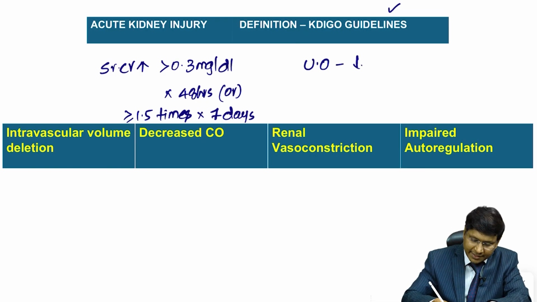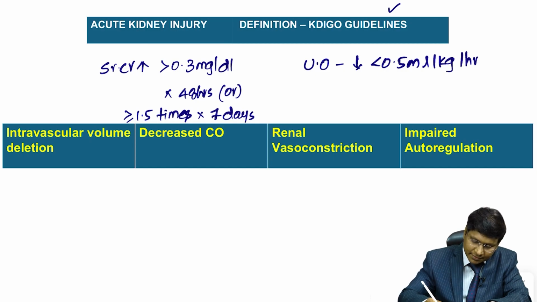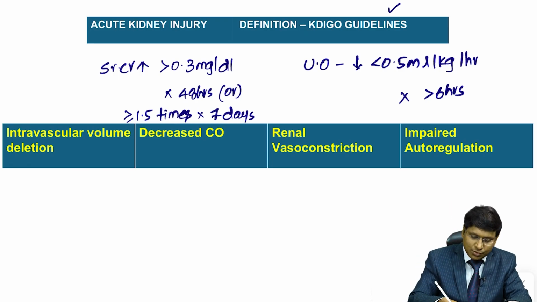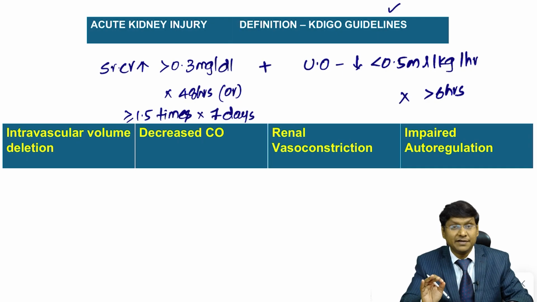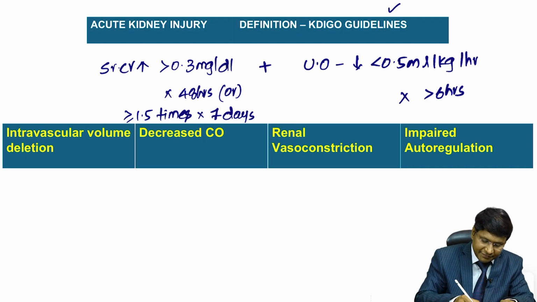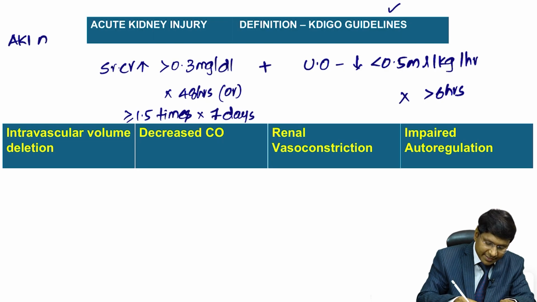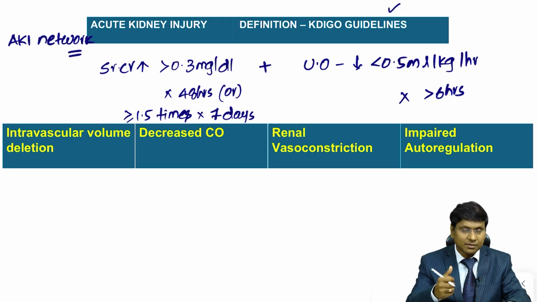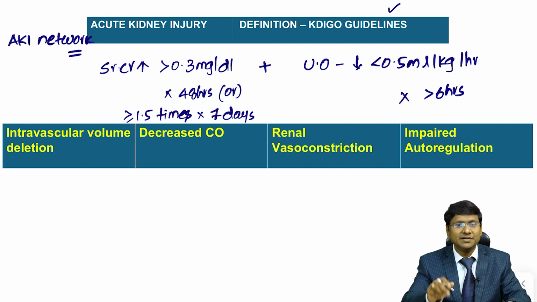And the urine output should be decreased. And how much should the urine output be decreased? It is less than 0.5 ml per kg per hour for more than 6 hours, right? That is the decrease in the urine output according to the KDIGO guidelines. So these are the two things within the KDIGO guidelines for defining acute kidney injury. And we have one more important definition, that is the acute kidney injury network criteria. In this criteria, staging has been included: stage 1, 2, 3, depending upon the severity of increase in serum creatinine and the severity of decrease in the urine output.